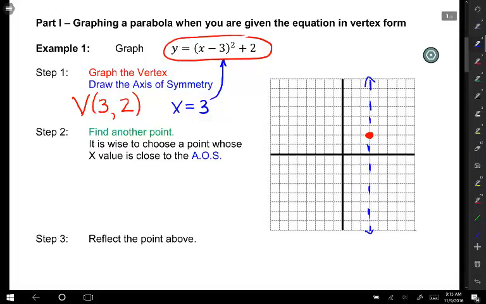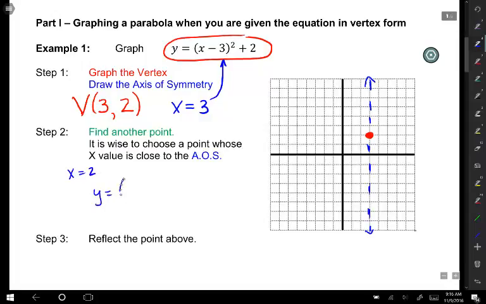Now, find another point. I said it's wise to choose a point whose x value is close to the AOS. What do you think I mean by AOS? Axis of symmetry. Okay, just want to make sure we understood what those letters mean. What point is close to the axis of symmetry? 2? Okay, so let's try x equals 2.